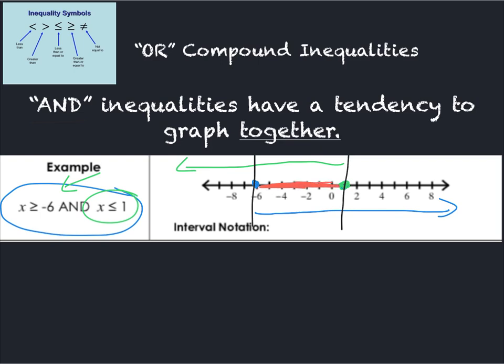How would we write that in interval notation? Well, we're starting at negative 6. We're using a bracket because we can include negative 6, and we're stopping at 1. We're using a bracket because we can include 1. That's how that would look in interval notation.